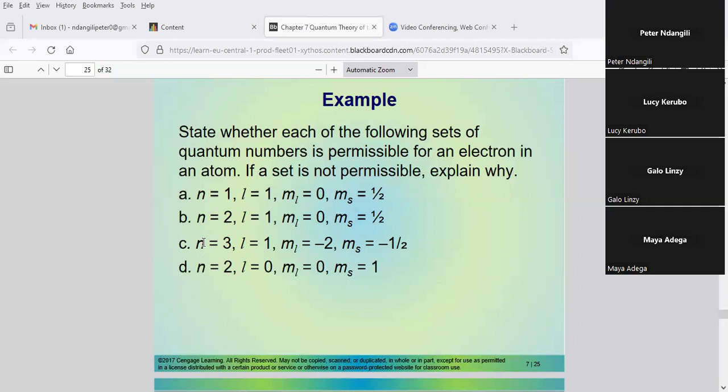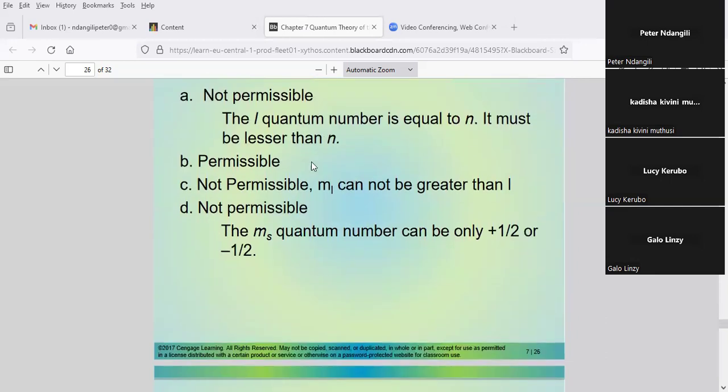Let us look at number 3. When n is equal to 3, can we have L value equal to 1? Yes. Can we have an ML value equal to negative 2? No. Because this ML value is coming from L value, and the only possible values are -1, 0, and 1. So this is not allowed. When you look at D, everything here is not allowed because we cannot have MS equal to 1. MS can only be positive a half or negative a half. Do you understand those arguments, students? Yes, so that is how you examine, and that one is explained here.